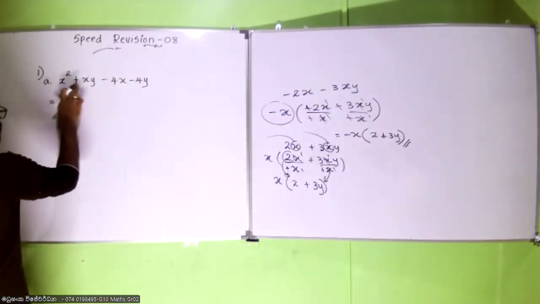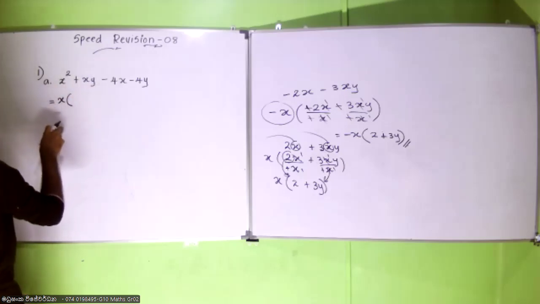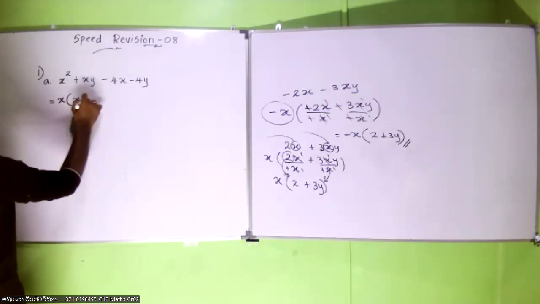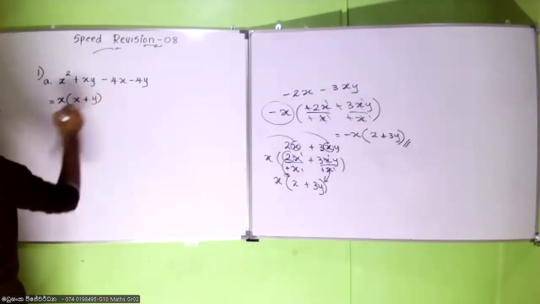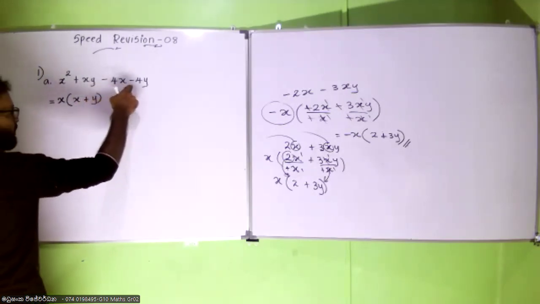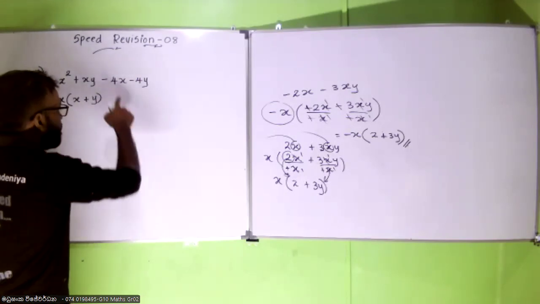So I will do the same thing to this one. I am taking x out, so you know what is the logic behind that. x squared divided by x means x, plus xy divided by x means y, the rest of the terms. Negative 4x.